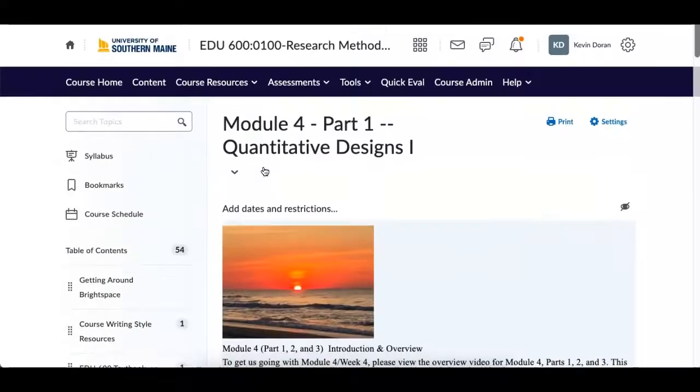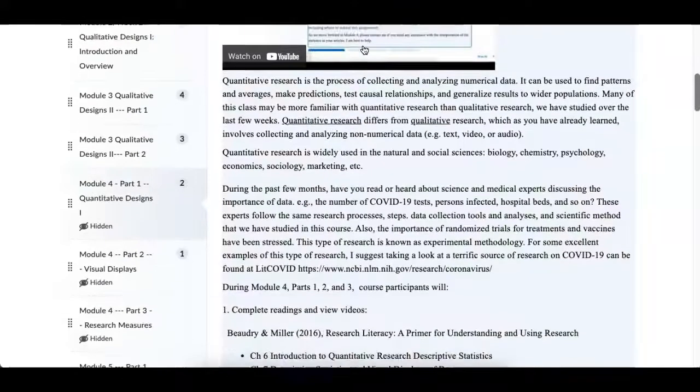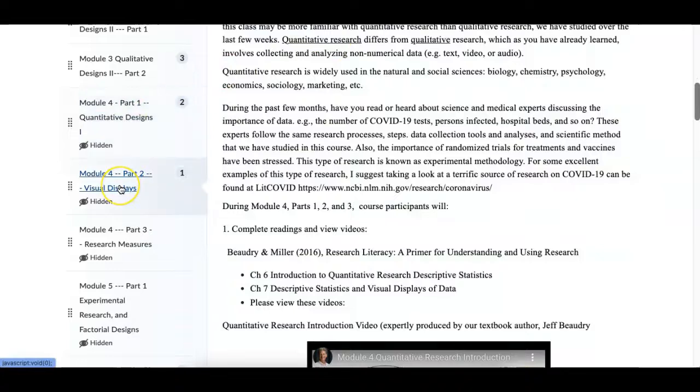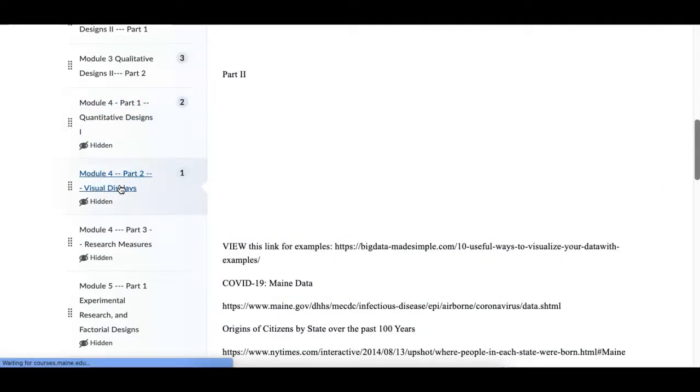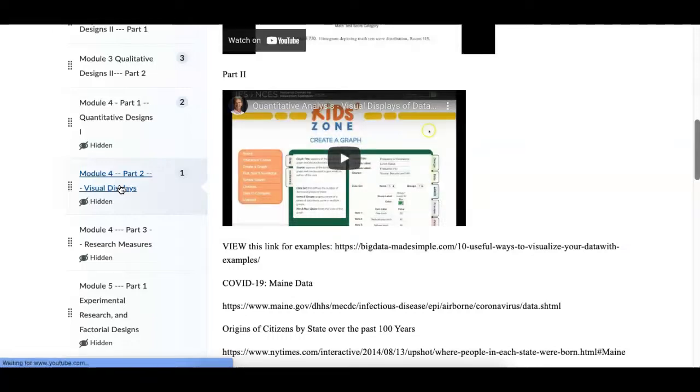So once again, just to reorient where we are, we're on module 4, part 1. So I'm going to come down here. There's part 1, part 2. Part 2 is all about visual displays. And I think a lot of people in the class have probably experienced visual displays in the past. All that means is taking data and putting it in some kind of chart, some kind of graph, something that explains the data in simple terms.